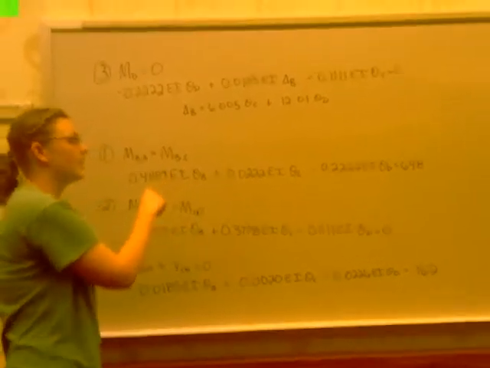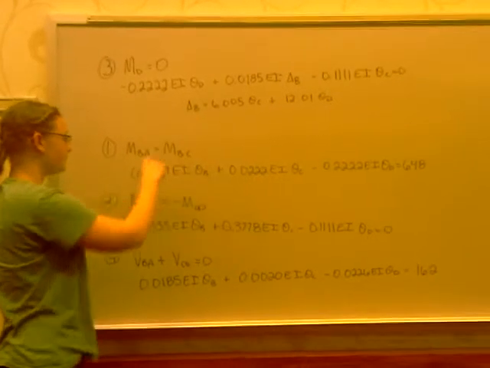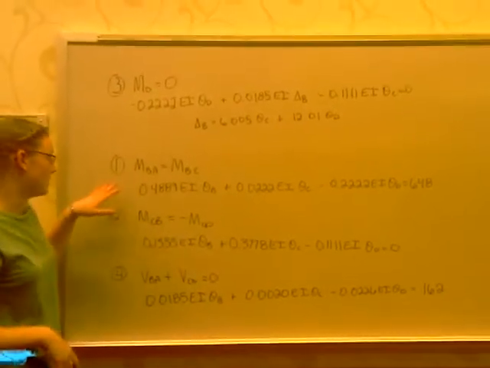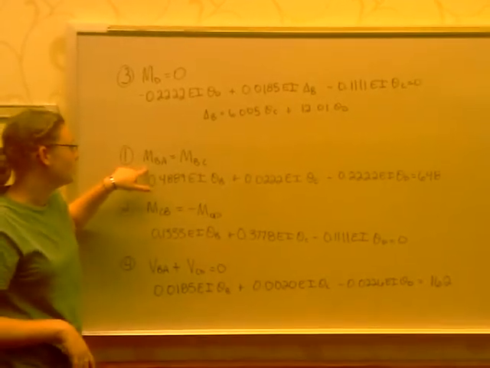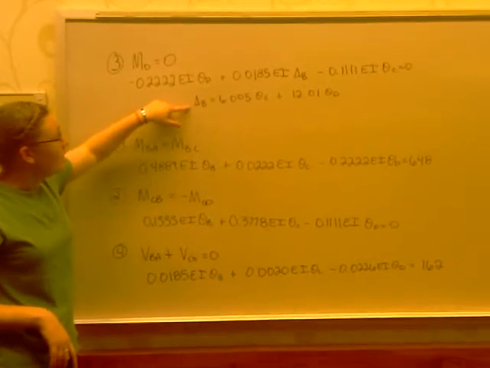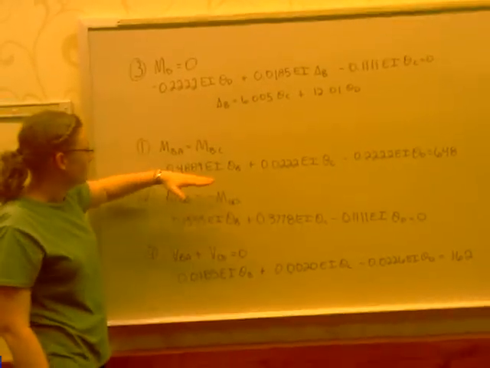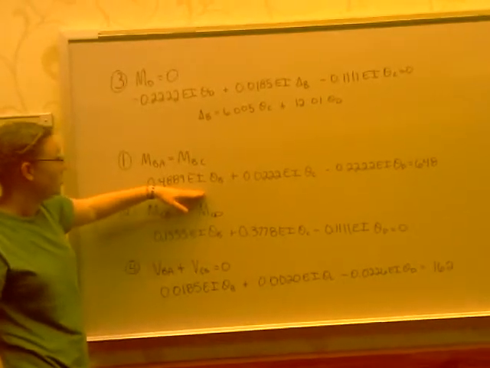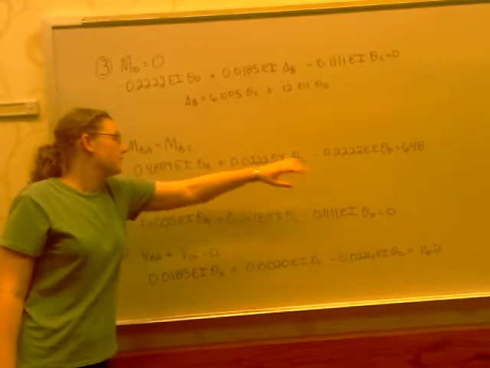And just to simplify it a little, you can bring it in terms of delta B. And then you move down to equilibrium equation number 1, moment at BA equals moment at BC. If you plug in the equation that we got for delta B, then this is the equation you get. You get an equation in terms of theta B, theta C, and theta D.